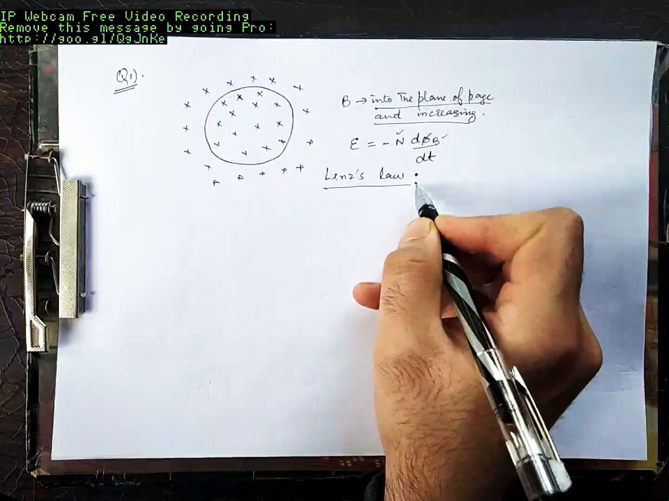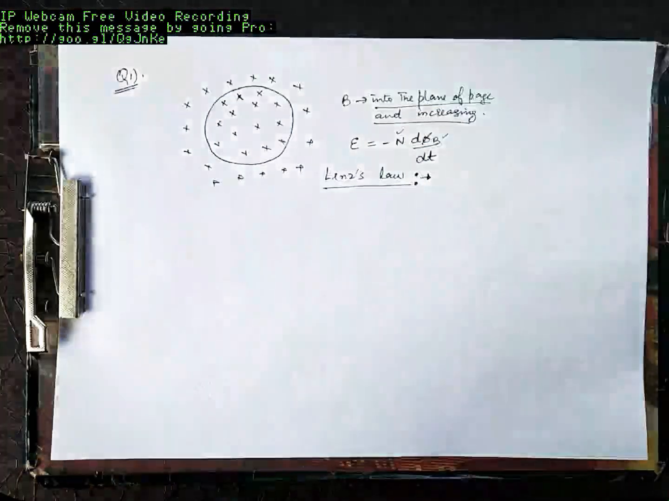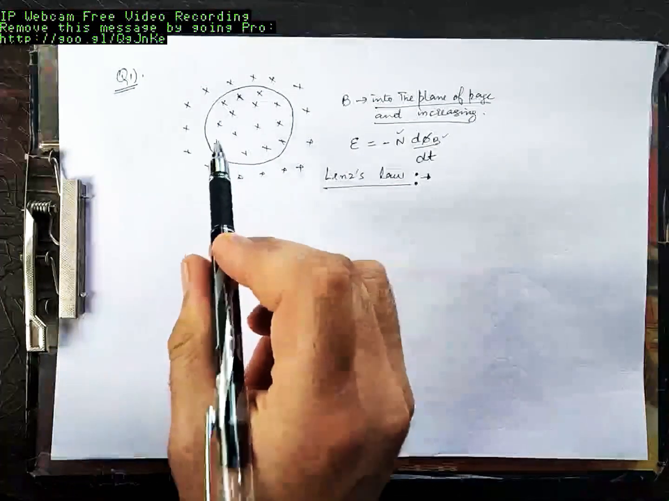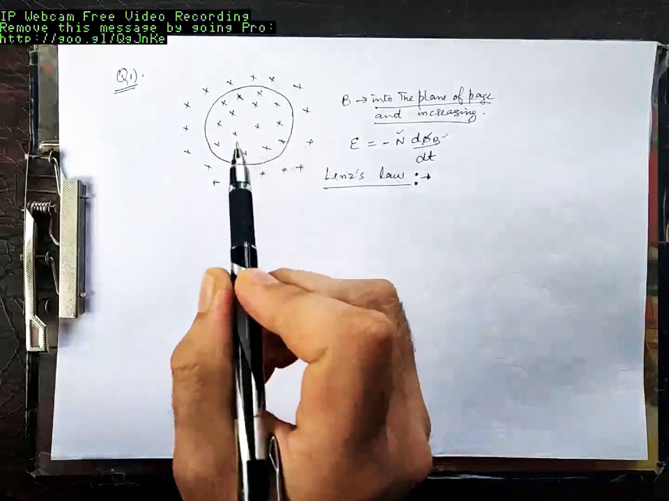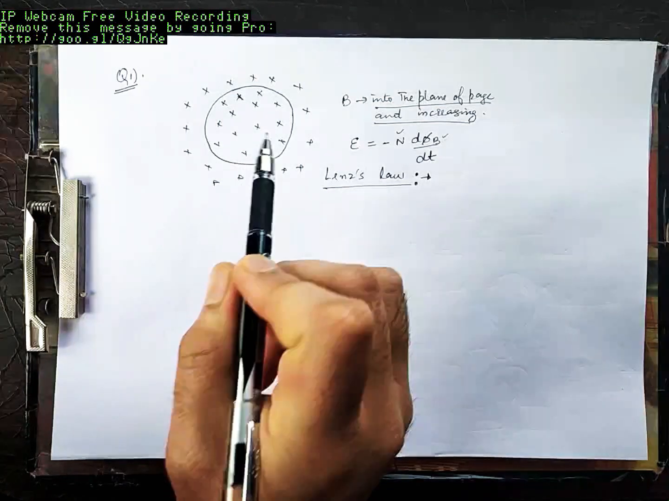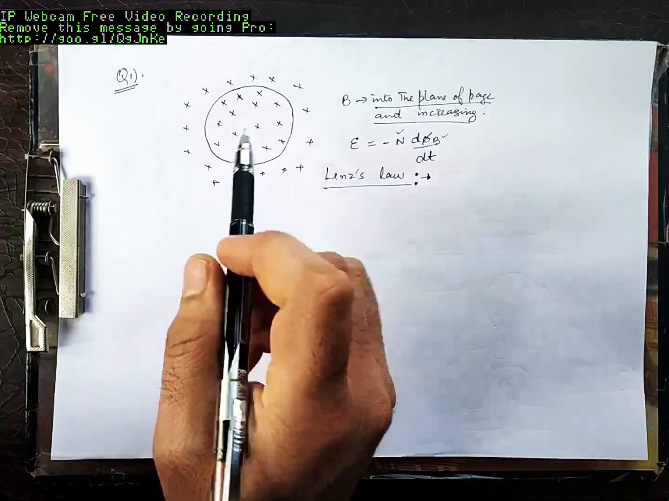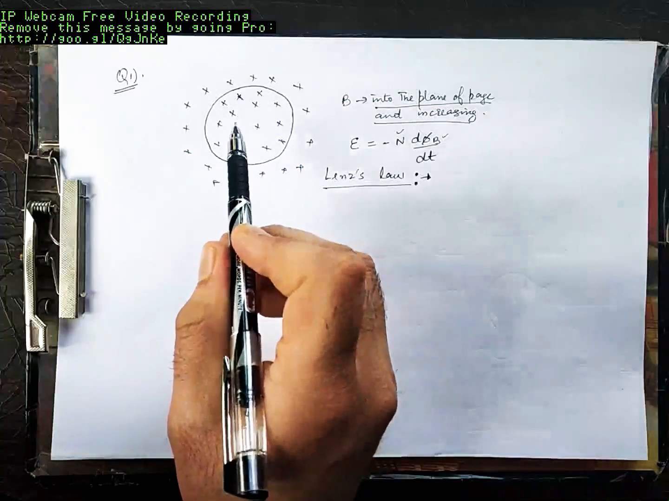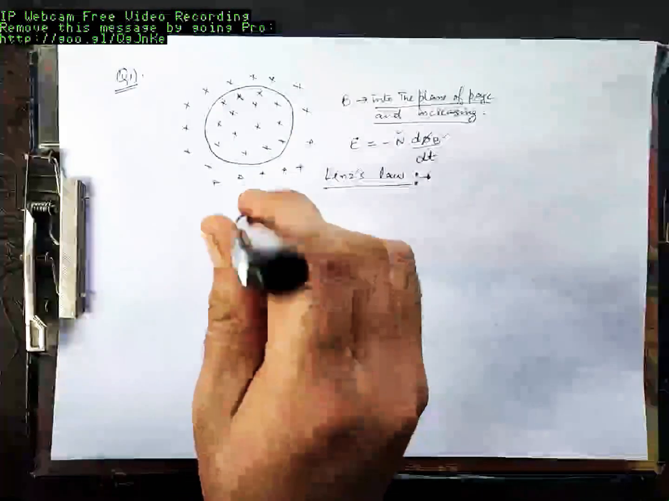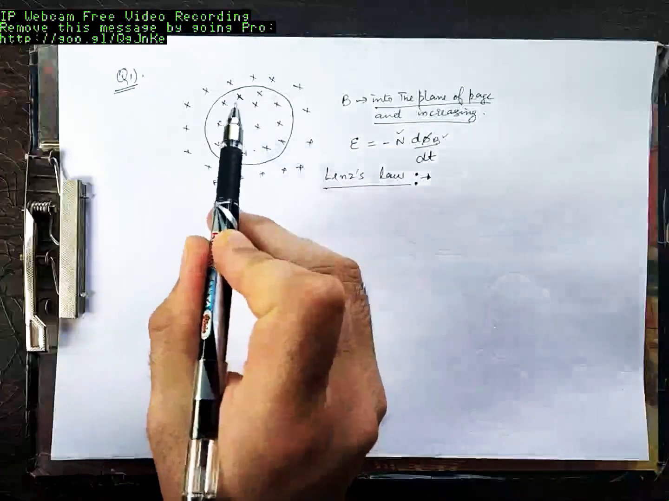These questions are frequently asked in competitive exams. From Lenz's law, the direction of the induced current should be such that it opposes the cause that originally produced it. What is the cause? Is it increasing flux or decreasing flux? The cause is increasing flux, increasing into the plane of the page.